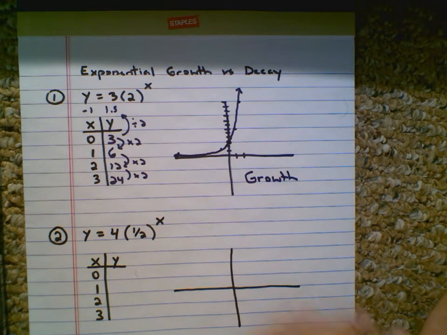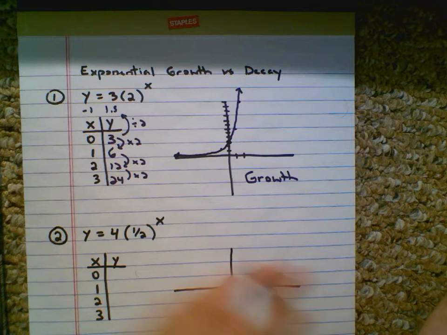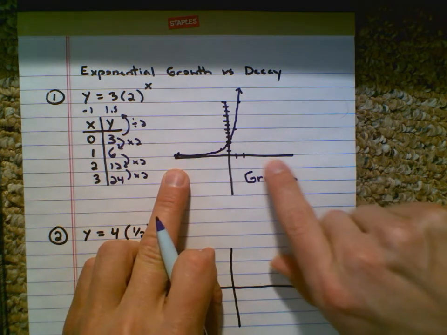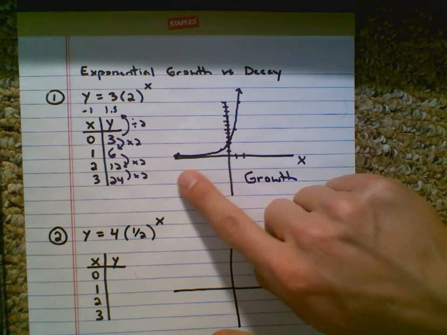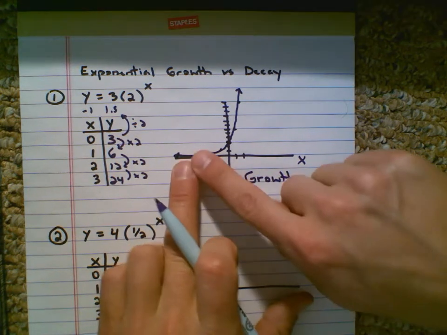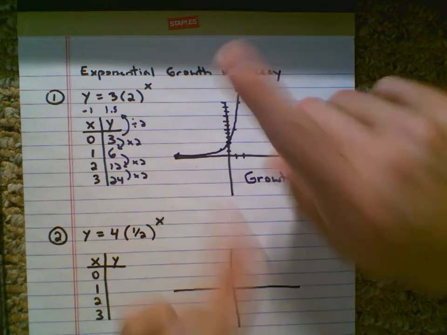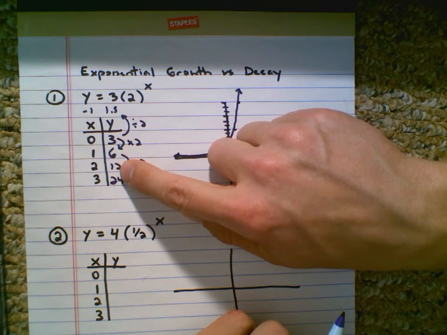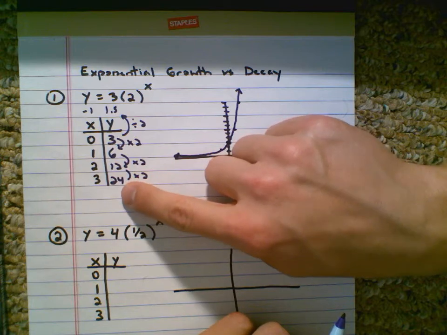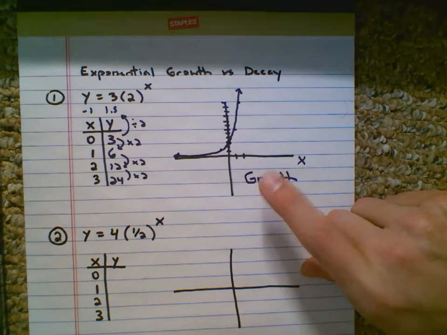The reason why we say it's exponential growth is because as the x's on my x-axis get bigger, or more positive, the graph grows, it goes up. You can see this in the chart as well. We started at 3, then 6, then 12, then 24. We're growing, so it's exponential growth.